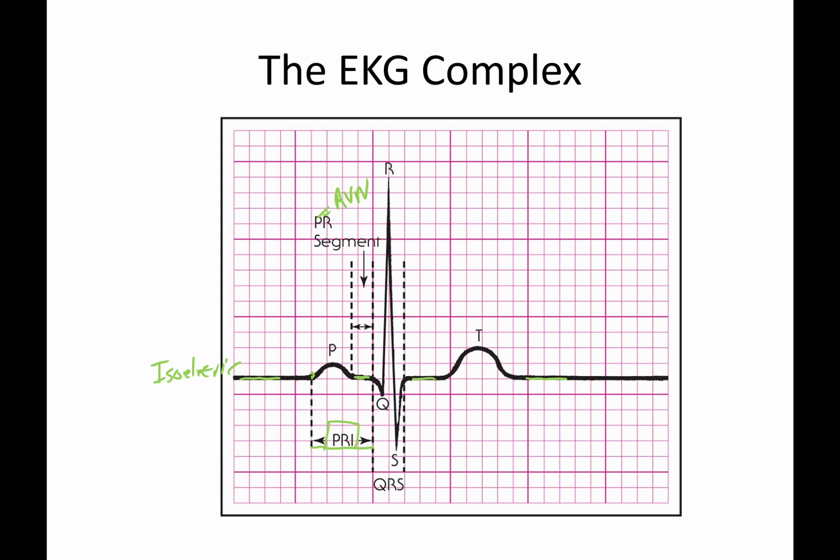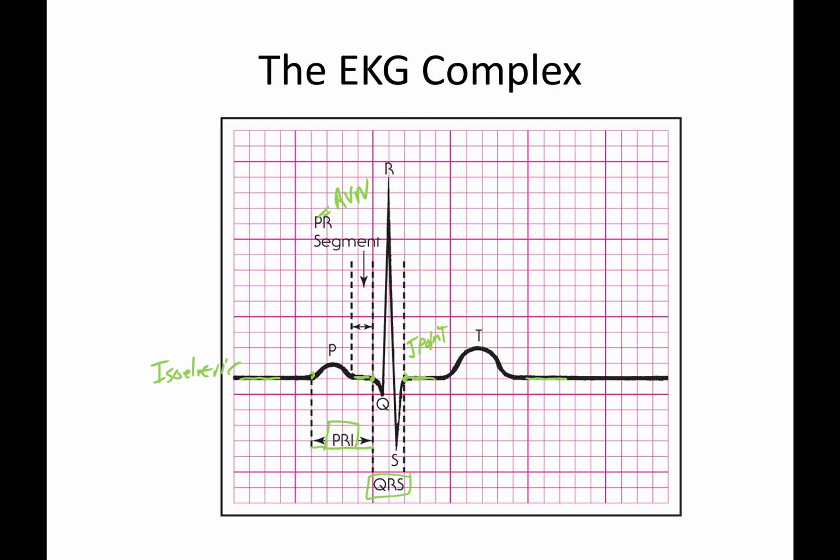Your PR segment ends when your QRS starts. Now, that can either be because a Q wave is going down, or it might jump straight into an R wave. Many different versions, but your QRS goes up and down, and that is this guy here. This point here is what's known as a J point.